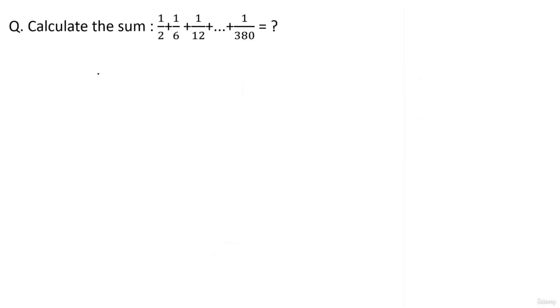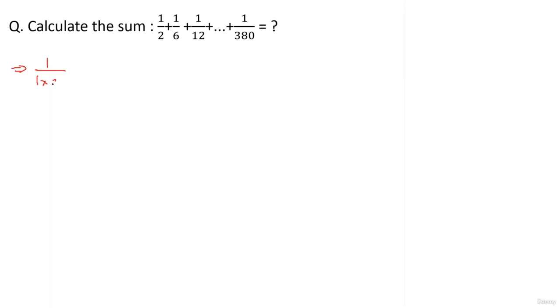So calculate the sum 1 by 2 plus 1 by 6 plus 1 by 12 up to 1 by 380. Okay, so again, you can just try it out by pausing the video and then we'll discuss. Okay, let's solve. So one way to solve this is you can just write the series like this.